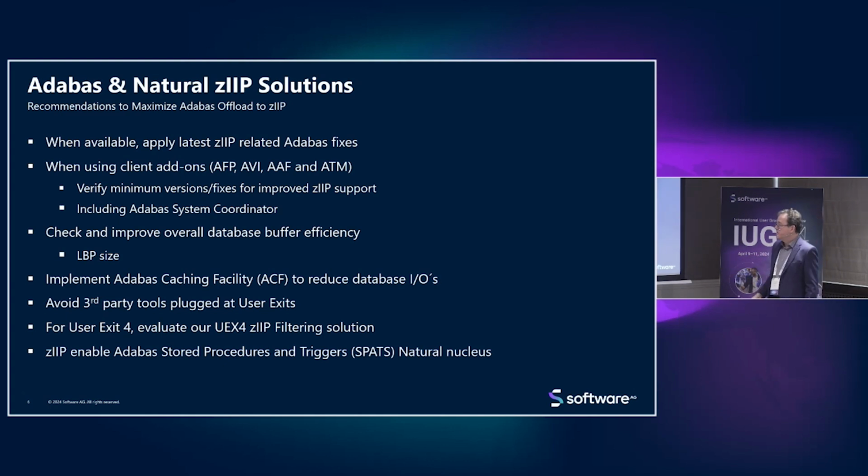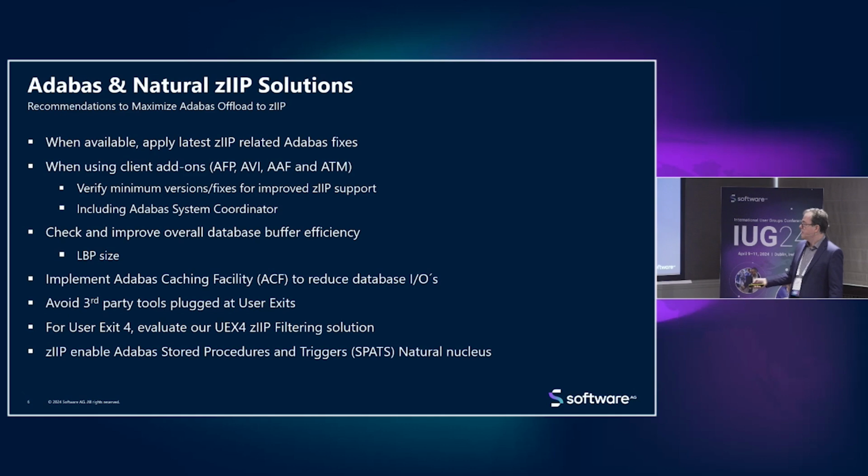Implementation of the Adabas caching facility, which is an option to also help reduce IOs, would also be beneficial for zIP. Try to avoid third-party tools plugged into the Adabas user exits. We cannot run third-party tools on zIP, therefore we need to switch to CP to process them. So if you can avoid them, the better. For user exit 4, we have a special solution. If customers are having user exit 4, we have a user exit 4 zIP filtering solution to try to minimize the invocation of the exit 4 from the customer. So by reducing the calls, we also increase efficiency of zIP.